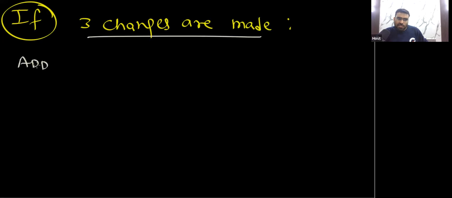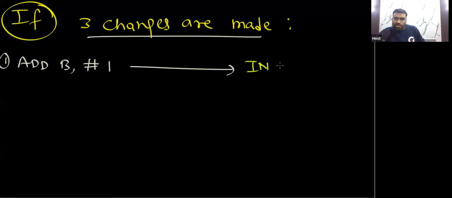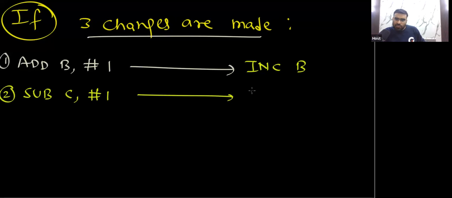If we make three changes in the previous question, what are the three changes? Instead of this addition instruction, what do you use? You use increment, right? Just use increment. Similarly, instead of this subtraction, you are doing the subtraction by 1. Instead of this, if you use the decrement instruction, no problem.